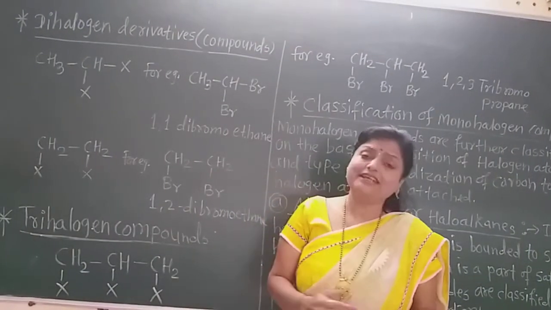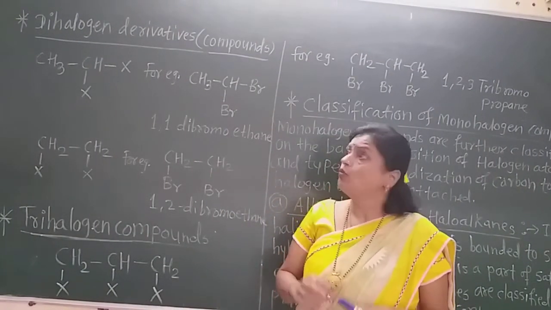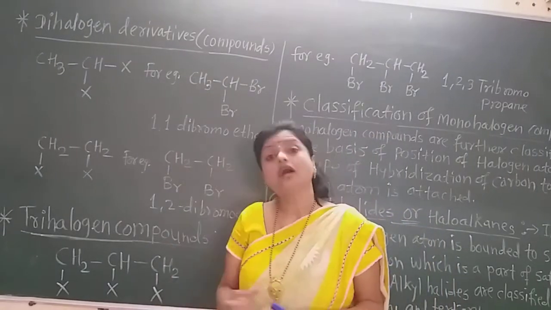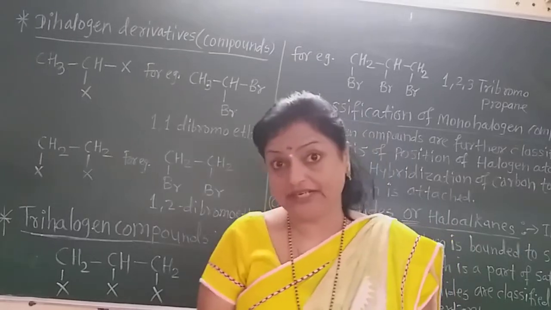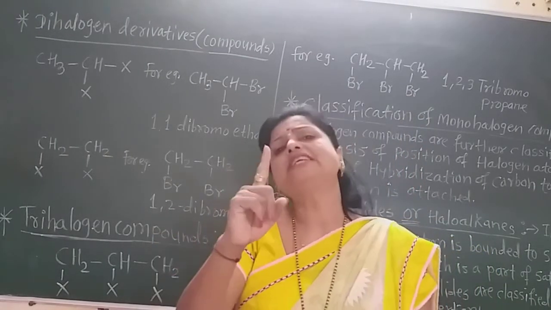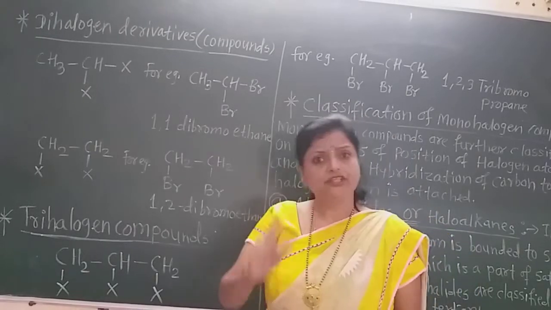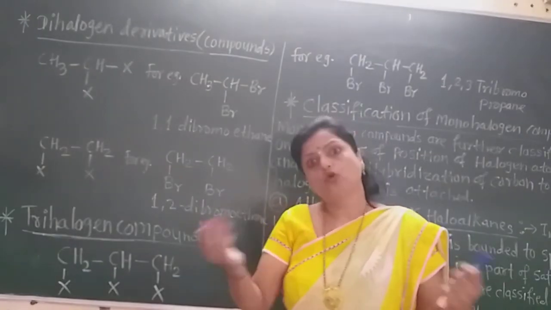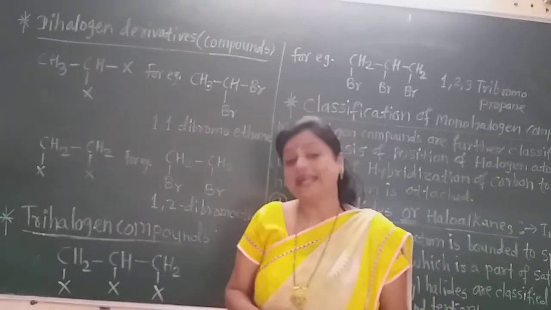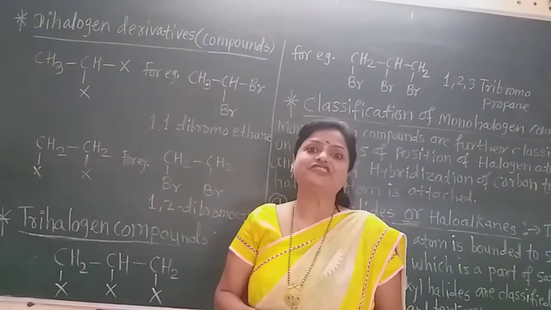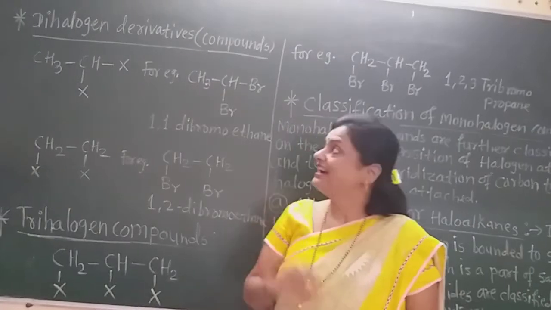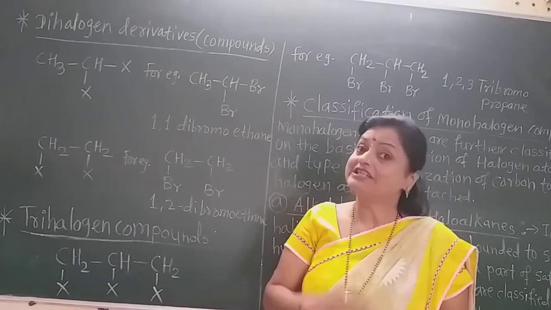In the last lecture I also told you about the monohalogen derivative. Now we are studying the classification of halogen derivatives based on the number of halogen atoms. If there is one halogen atom in one molecule, that is a monohalogen derivative. But if two halogen atoms are directly attached to carbon atoms in that compound, then it is a dihalogen derivative. Di means two.